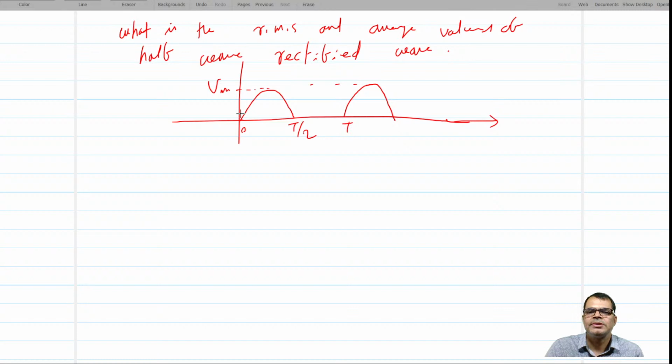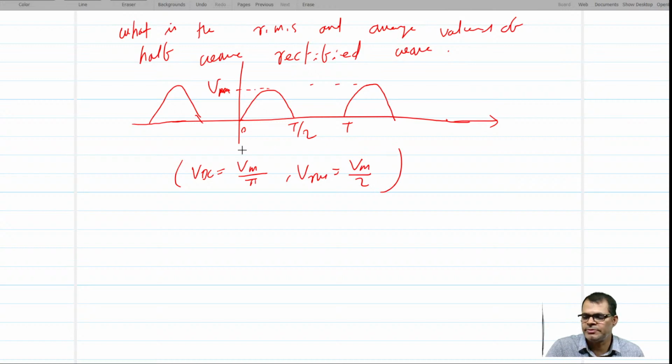So this is the Vm and this is the T, and obviously in steady state it extends here, so you need to find the average value. The answer is VDC is Vm upon pi and Vrms is equal to Vm upon 2. You need to prove it, right?